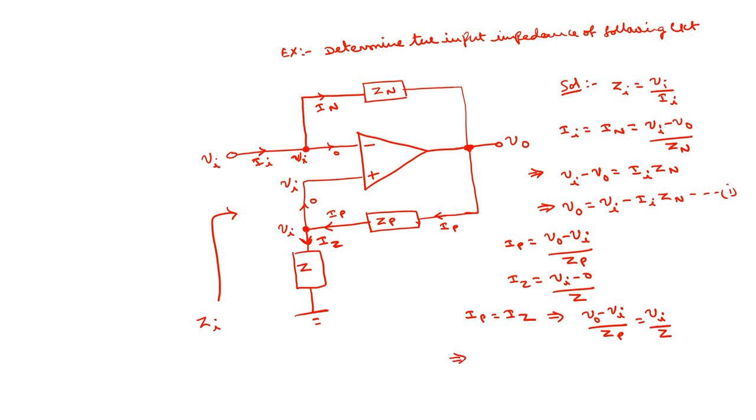What is V naught? V naught minus Vi is equal to Zp by Z into Vi, which implies V naught is equal to Vi plus Zp by Z times Vi. This is the second expression. The first expression is also V naught, and the second expression is also V naught. You can equate 1 is equal to 2.